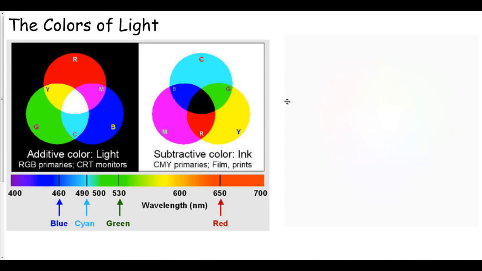Now we have another spectrum here where we get the subtractive colors, which means that if we use light filters, and whenever we take colors out of certain lights, eventually we'll get to black.